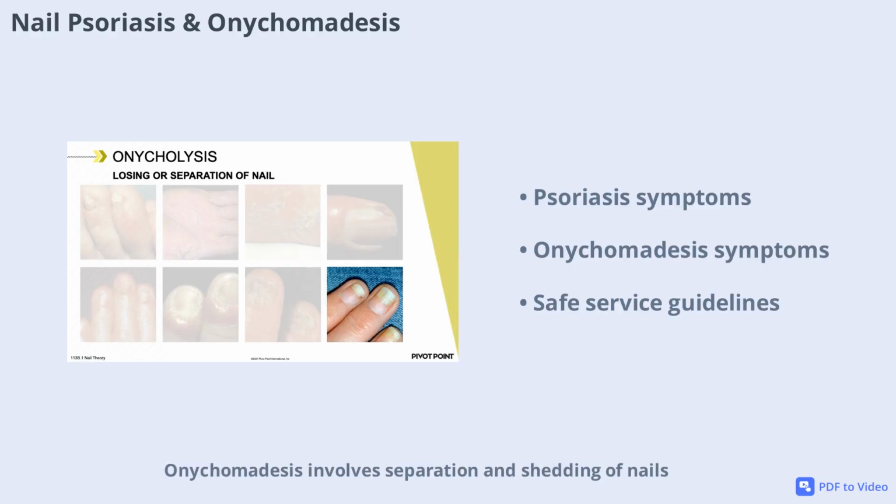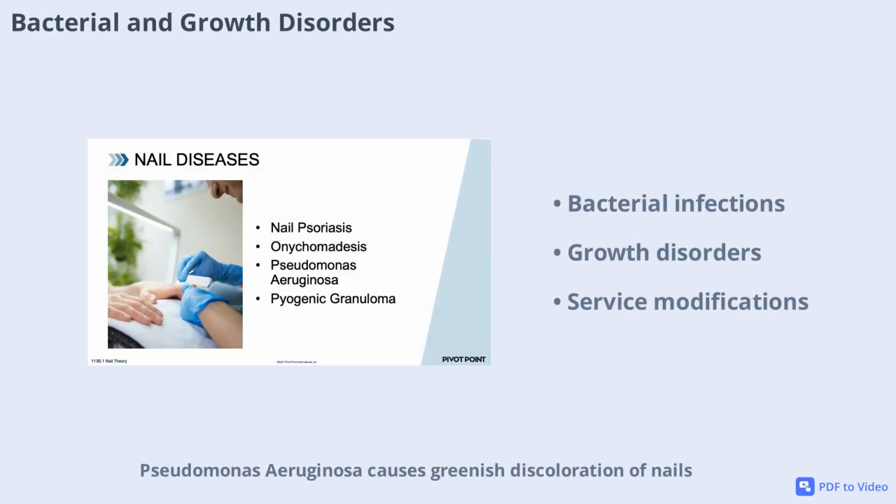Onychomates involve separation and shedding of nails, starting at the bottom. Nails become weak and brittle before falling off. If no infection is present, basic nail care is possible. Always check for signs of infection before proceeding. Pseudomonas aeruginosa causes greenish discoloration of nails, thriving in wet environments. No service should be performed, and clients must be referred to a physician. Pyogenic granuloma is a small, round, red lesion on the nail bed, causing severe inflammation. Again, no service should be performed on affected areas.